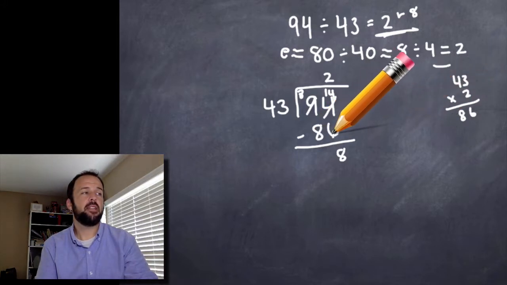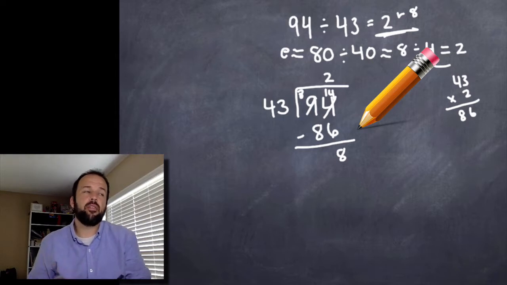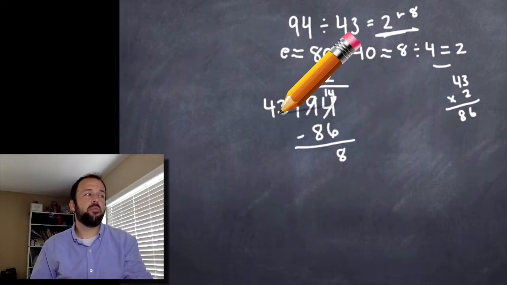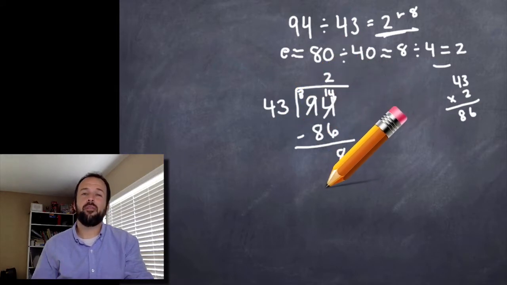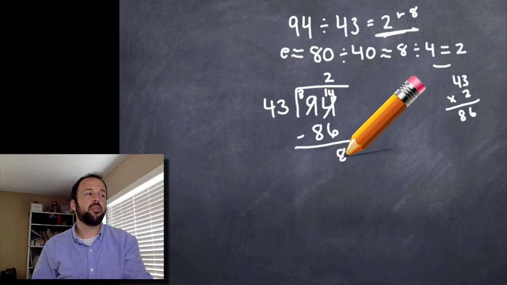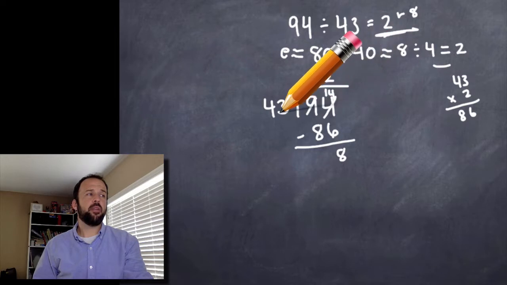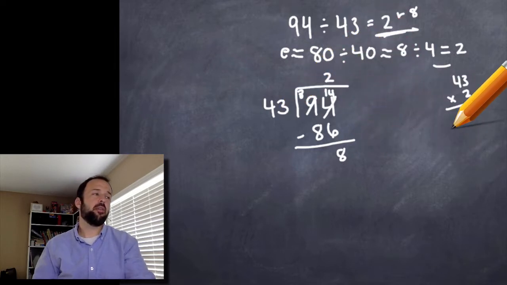So I wrote the 86 underneath the 94 because now I wanted to find out the difference between the two. What did I have left? And I had left 8. All right. Now, 43 is not a factor of 8, so I can't count by 43s to get 8 somehow. So 8 is going to be my remainder. If I divide 94 into 43 groups, there's going to be 2 in each group, and there's going to be 8 guys left over hanging by themselves.